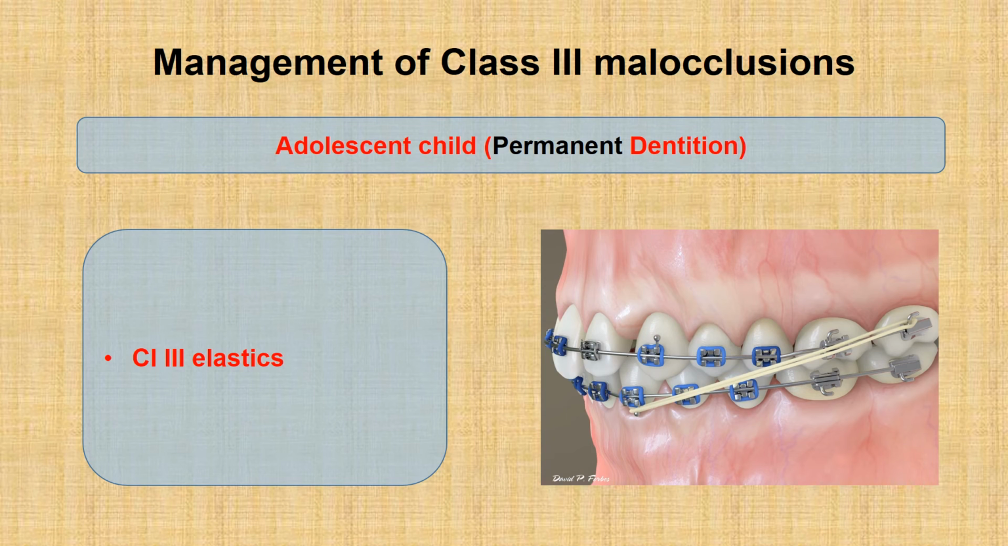Now, this correction of incisor relationship can easily be done using class 3 elastics. Now, with class 3 elastics, the lower labial segment is retracted, causing them to be upright or retroclined, and the upper buccal segments are brought forward, which will cause the upper labial segment to be proclined. So this will help in achieving a class 1 incisor relationship.